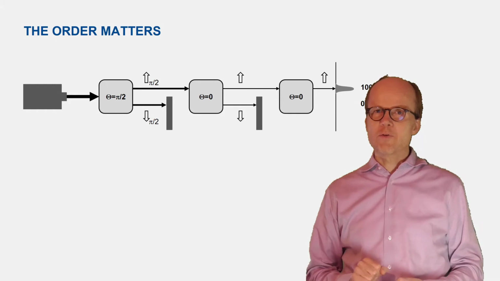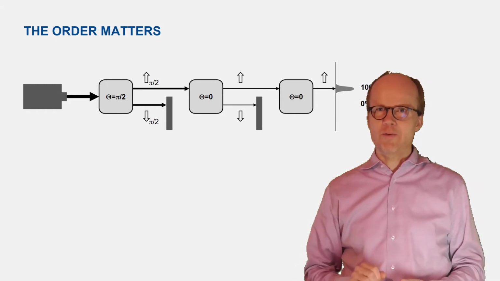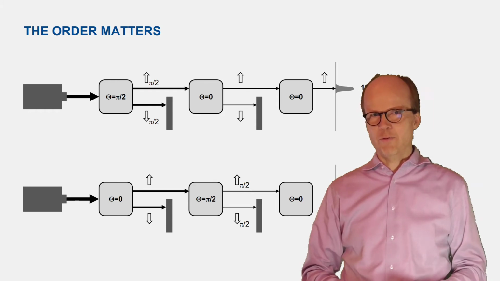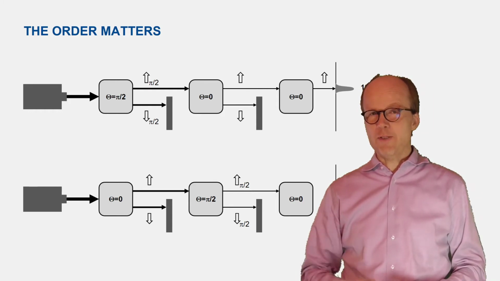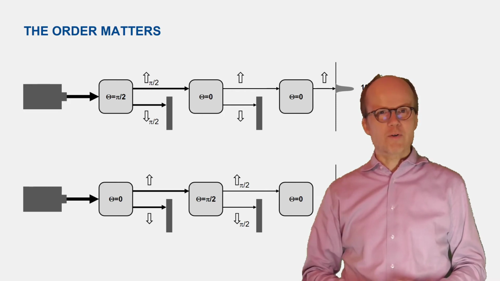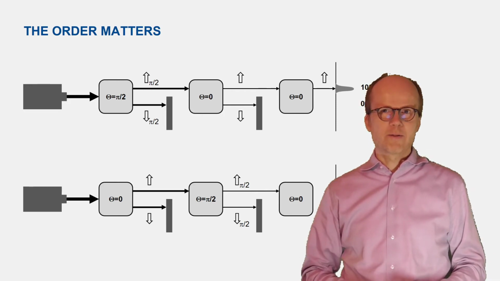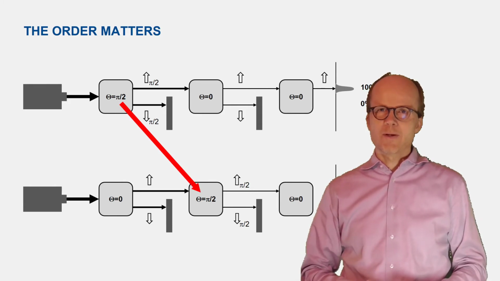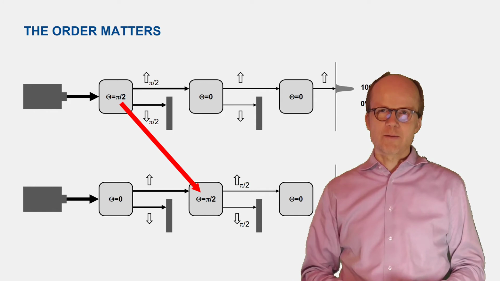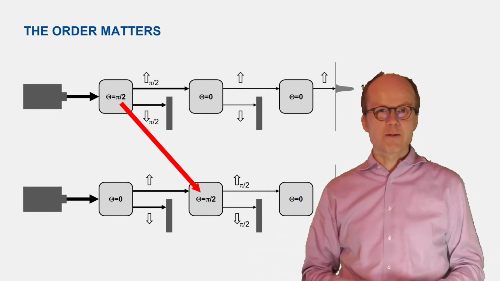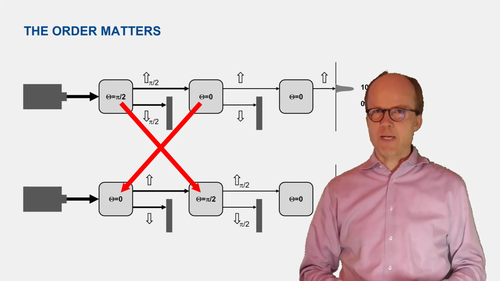Compare this to an alternative arrangement. It looks almost identical to the first. The only difference is that we flipped the order of two devices. The device with setting pi over 2 is now in second place, and the device which was formerly in the middle is now in first place.